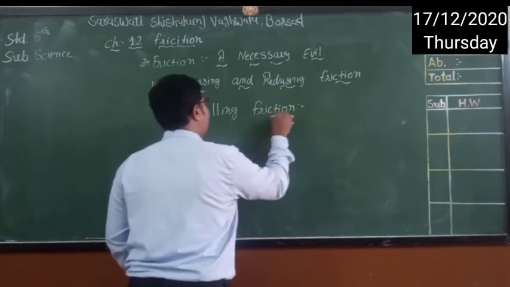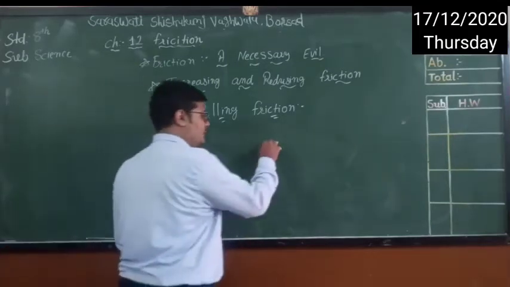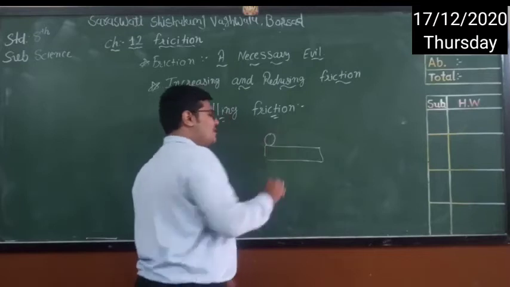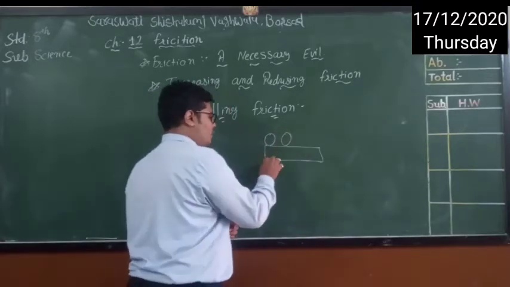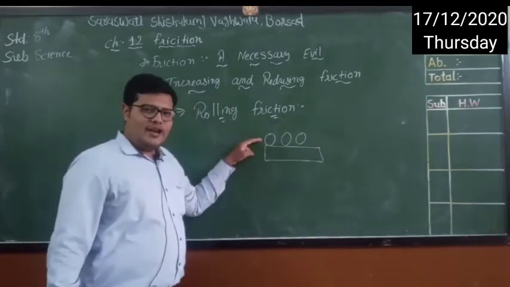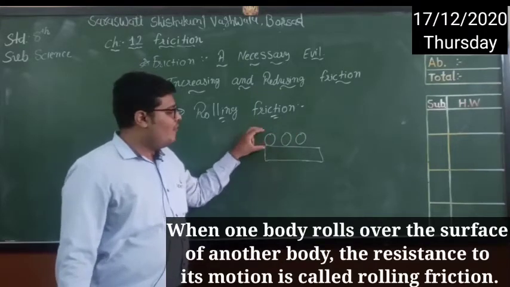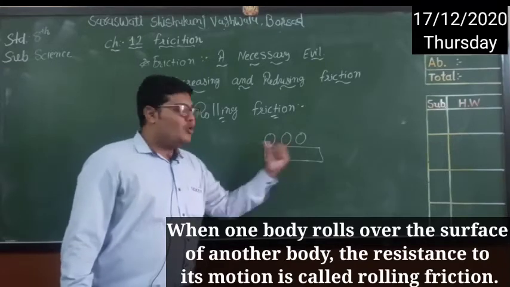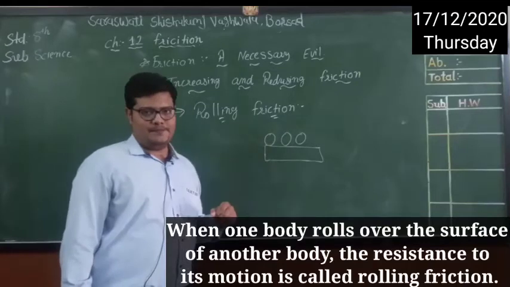So this rolling friction, what is this rolling friction? See this. This is one body, and just imagine this is my chalk sticks, right? There are many. Okay, so when one body rolls over the other body, the opposing force is known as rolling friction, right?